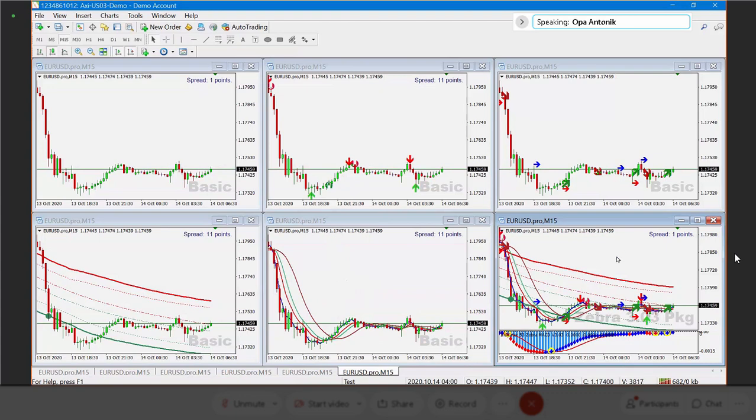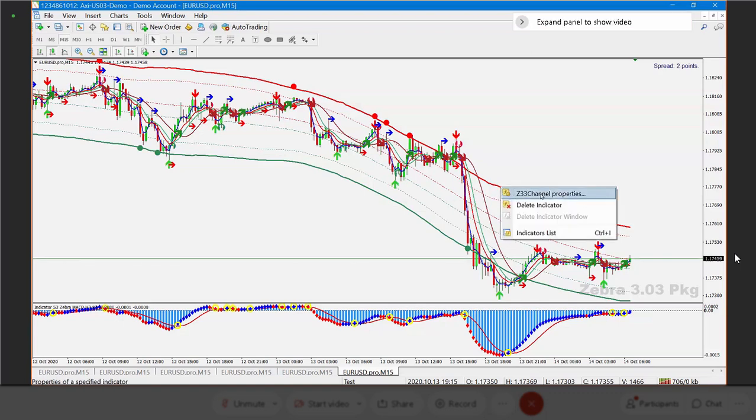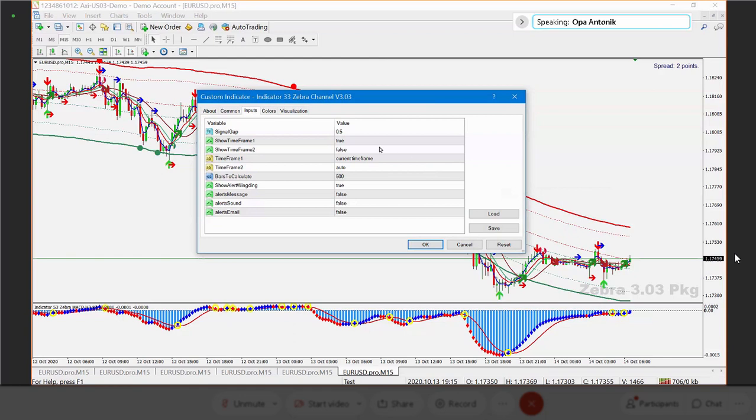And again, down here, I'm going to open this one up so that you can see it. This has the entire package on it. Now, just to show you, I'm going to bring up the channel properties. You can see here that it says show time frame 1 true, but time frame 2 is false. So now I'm going to make time frame 2 true.